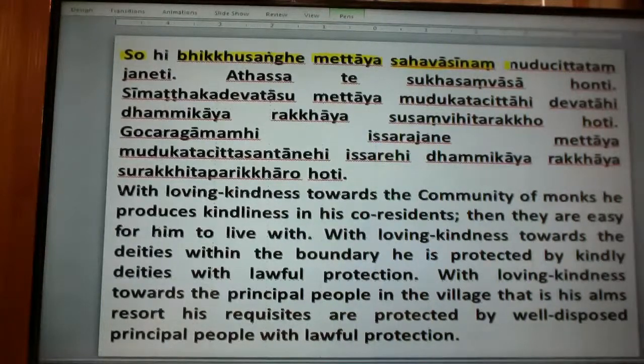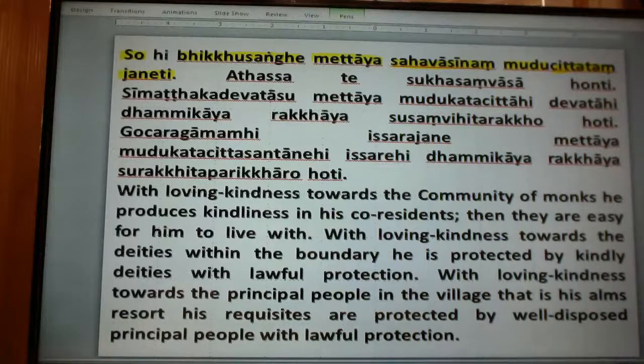So mudu chitta. Mudu is very soft, isn't it? Chitta is mind. So loving kindness makes the other person's mind soft, softer. That's why, mudu chitta janeti. So, living together with each other, everybody has a very soft mind. The meaning is that they are comfortable together.